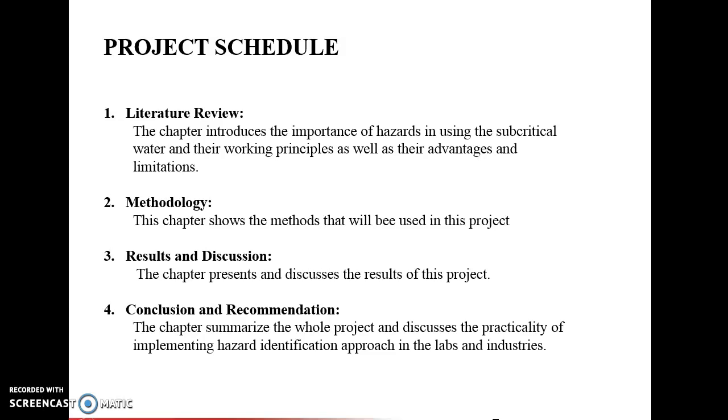This chapter will present the discussion and result for this project. Conclusion and recommendation: this chapter will summarize the whole project discussion and results.